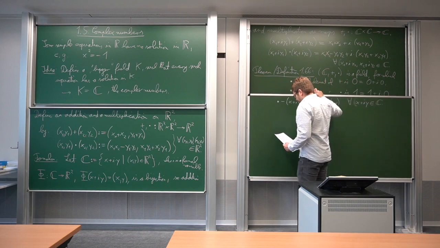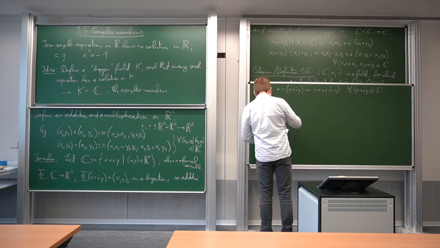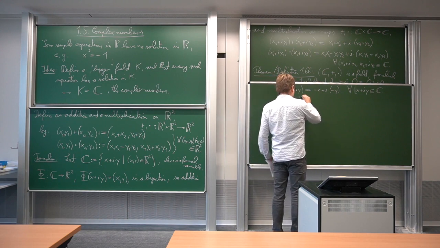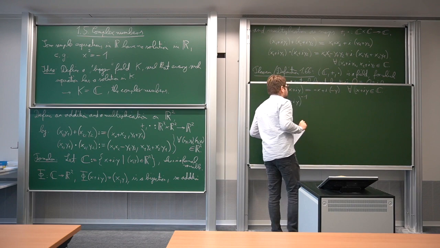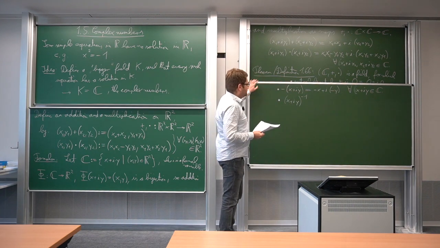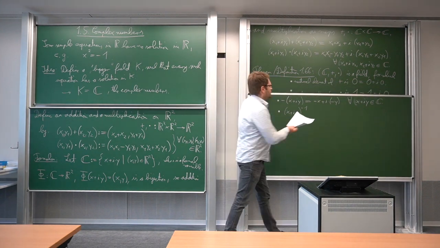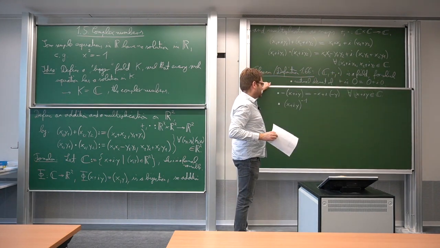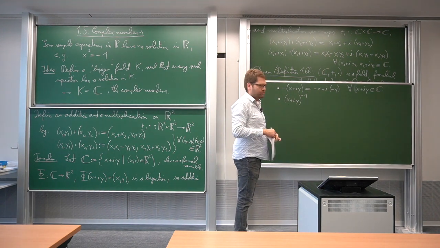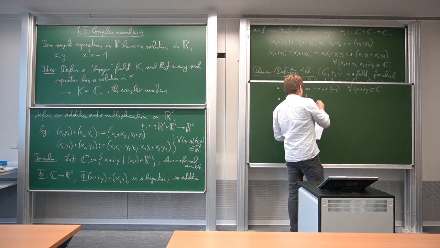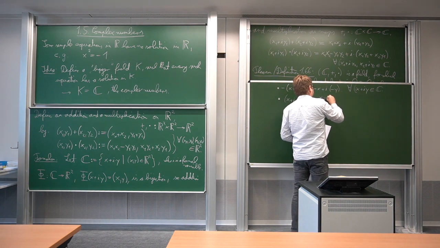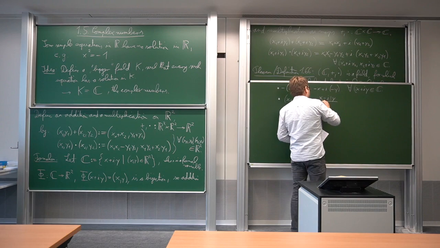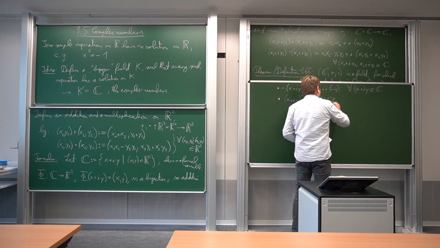Now the multiplicative inverse is a bit more complicated. This is (x plus iy) to the minus 1. Recall we only have inverses for all non-zero elements. So for the element 0 plus i times 0, there is no inverse, but all others have one. We can assume that x and y are not both 0. It turns out by some computation that the inverse is x minus iy, divided by the real number x squared plus y squared.